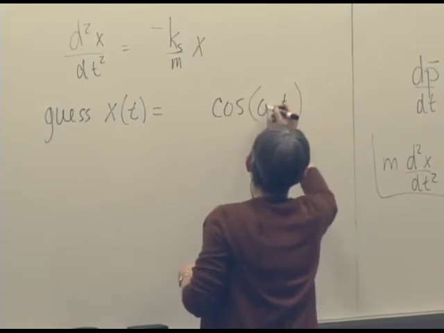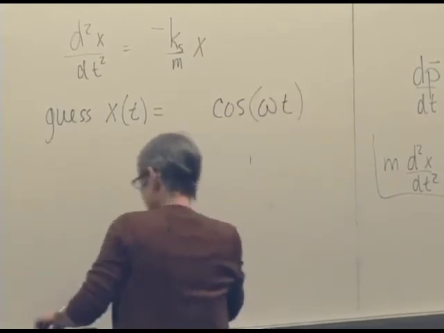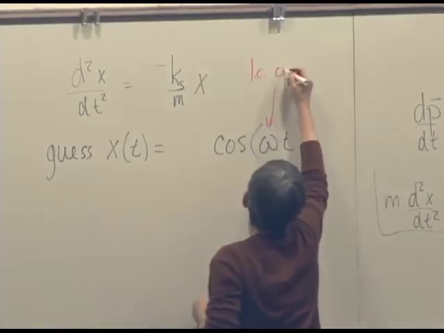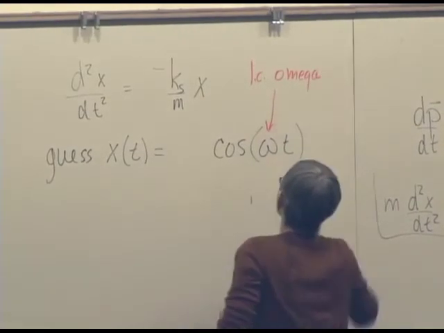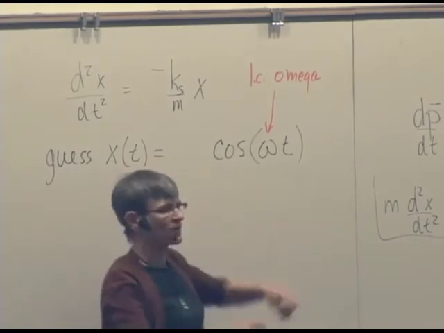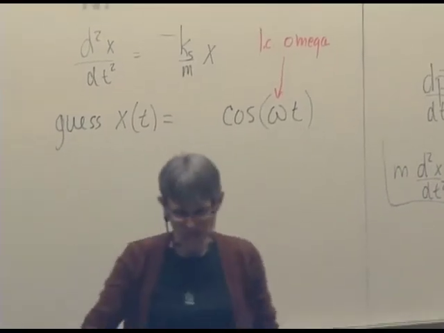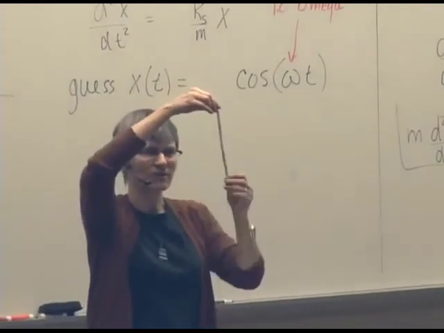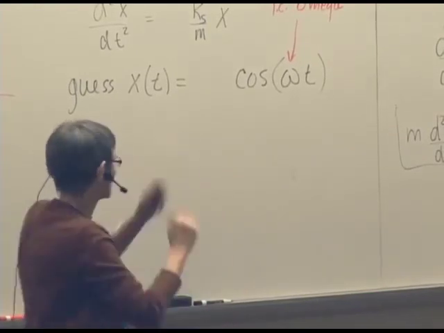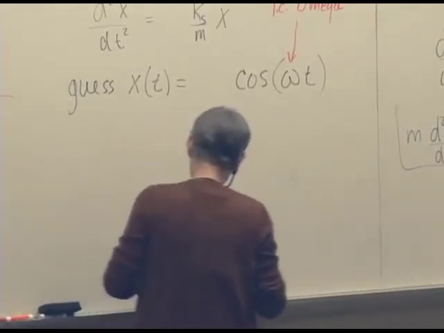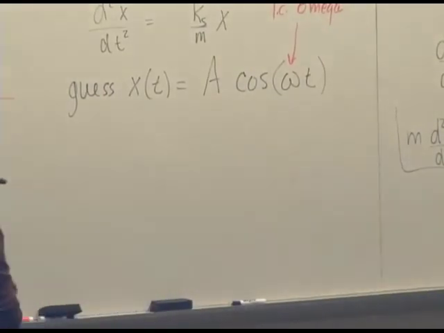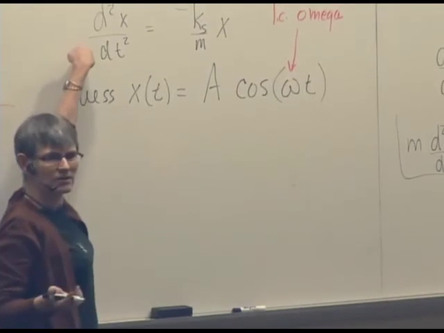And then there's some factor that we usually call omega. This is not a w, it's lowercase Greek omega. And cosine only has values between 1 and -1, and sometimes the position of a spring might be something other than 1 or -1, so we just need a scale factor here, and that's typically called A, the amplitude. So that's our guess. And now what we do is just plug it into this equation and see what falls out.